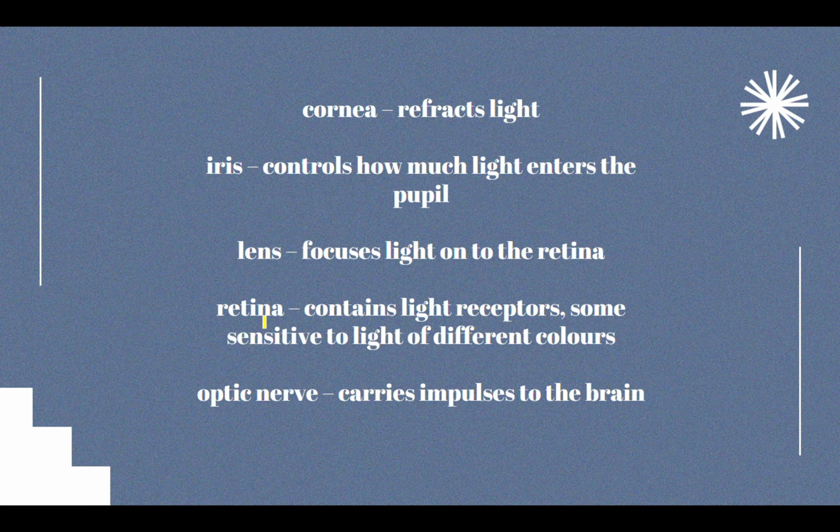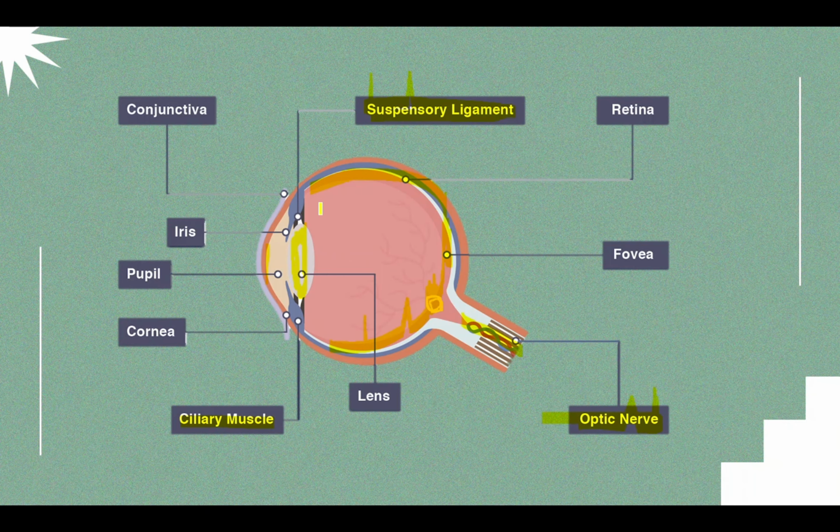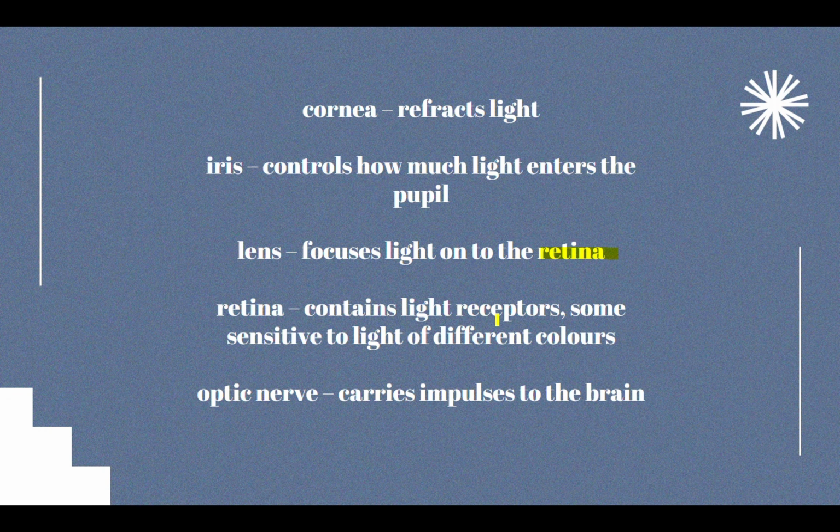Now, talking about the lens. It looks like the lens that you would use in your glasses. It focuses light onto the retina. Okay, the retina, as we said, is the innermost layer in the eye that contains receptors. So it contains light receptors. Some are sensitive to different light colors. The optic nerve is there to carry impulses to the brain.